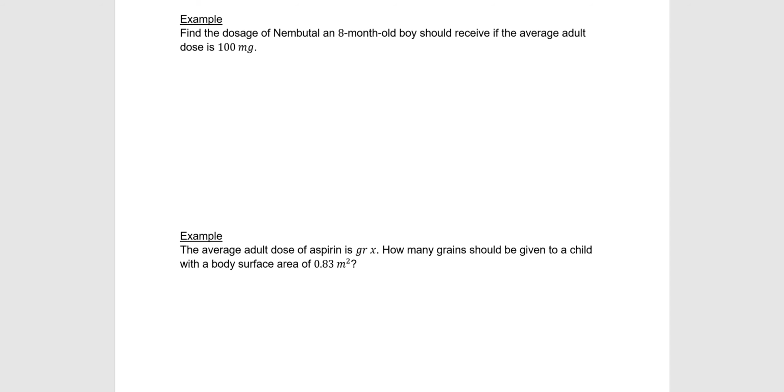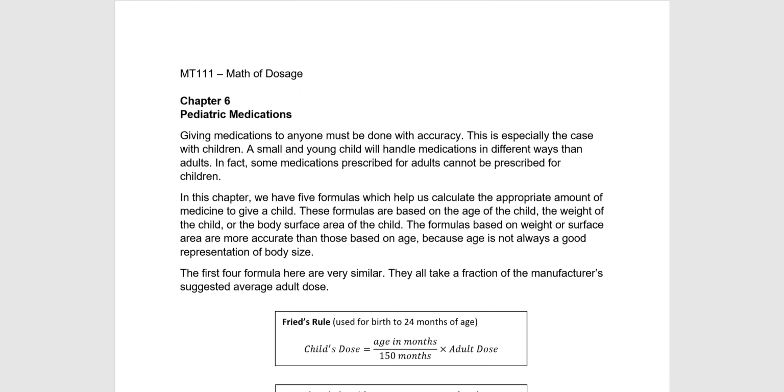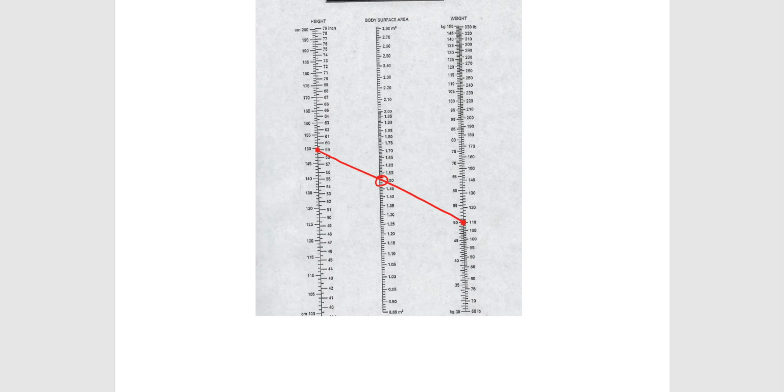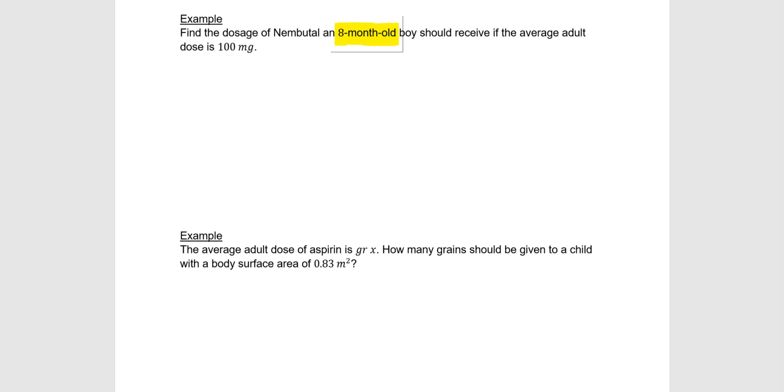We want to find the dosage of Nembutal an 8-month-old boy should receive if the average adult dose is 100 milligrams. So first we're going to figure out what formula we're going to be using. The age that we're dealing with is an 8-month-old boy. So if we scroll back up here to the formulas to see which one we need, we're going to be using Freud's rule because that is used for from birth to 24 months of age. So that's going to be Freud's rule, so we can go ahead and write that down.